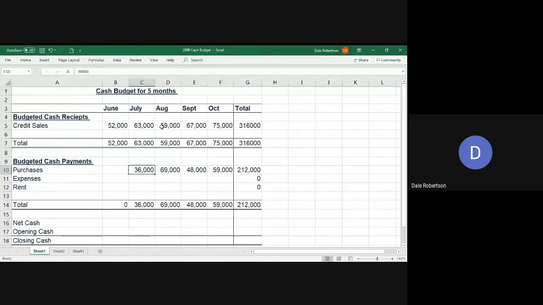We're just going to go back over here to our June purchases, which of course would be the creditors at the beginning of June. I'm looking at the second piece of information from the top of the question. Creditors, expenditures at the start.